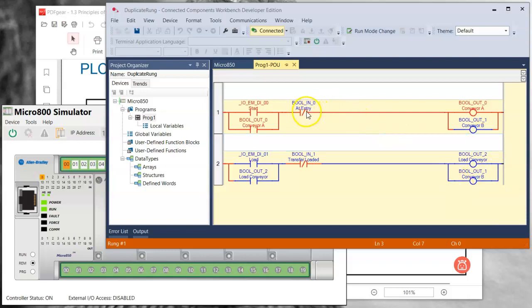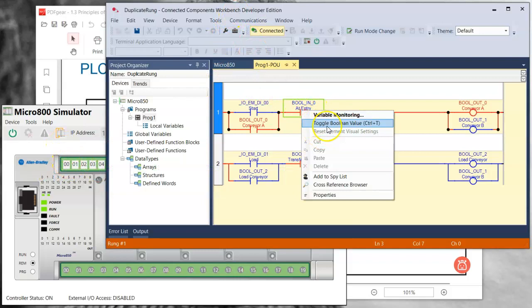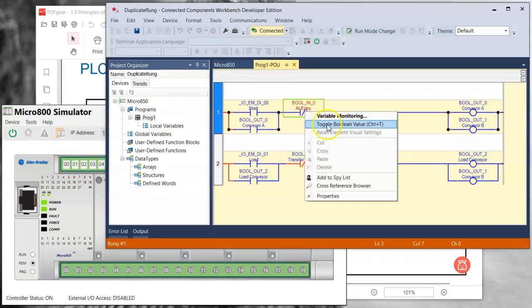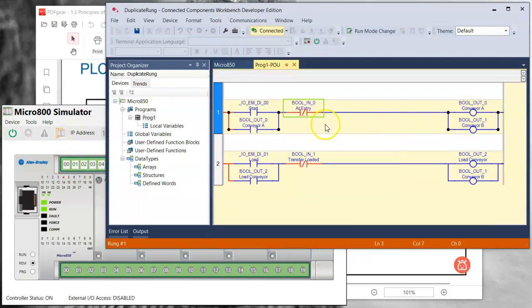Now let me go ahead and turn off my start switch, and toggle this tag off. So I broke the latch basically, and everything's turned off. Now let me turn on the load switch. The load switch is input 1. Now when I turn on the load switch, look what happens.